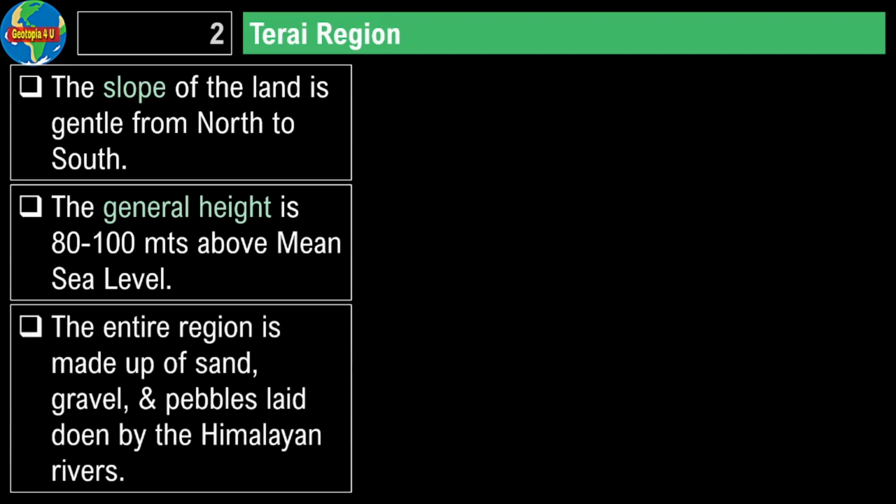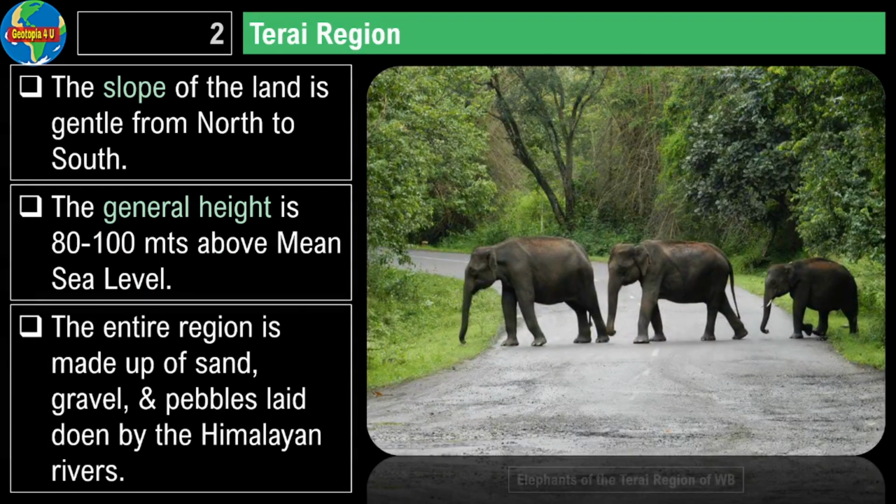The entire region is made up of sand, gravel, and pebbles laid down by the Himalayan rivers. In this picture, you will notice a herd of elephants roaming in the Tarai forests of West Bengal. Elephants are a common wildlife species found in the Tarai regions.